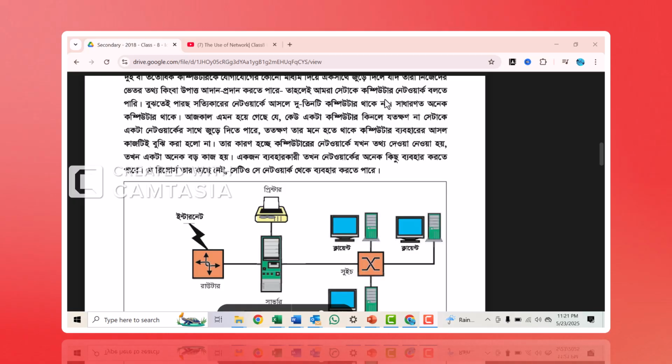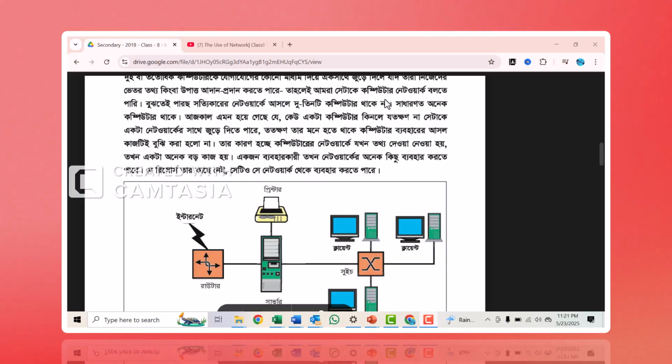We use the LAN connection within the same building, within the same area, like in the school, different rooms, different departments, or in a college or university, different departments are connected with the LAN.